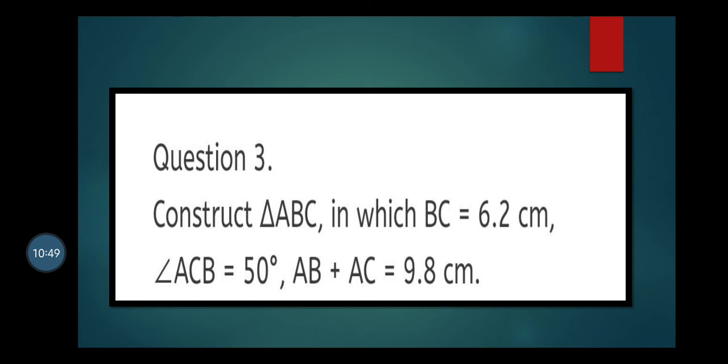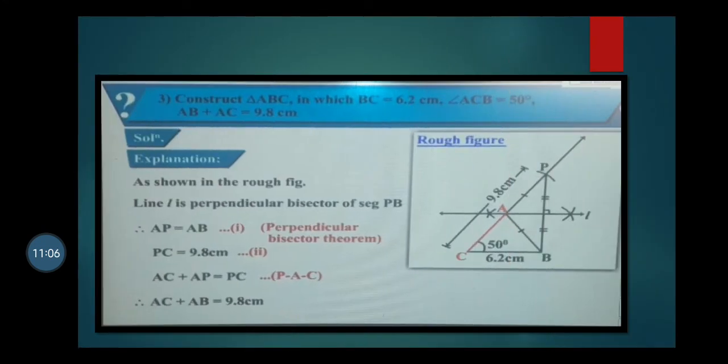Question number 3. Construct triangle ABC in which BC is equal to 6.2 centimeter. Measure angle ACB is equal to 50 degree. AB plus AC is equal to 9.8 centimeter. Let's draw a rough figure.